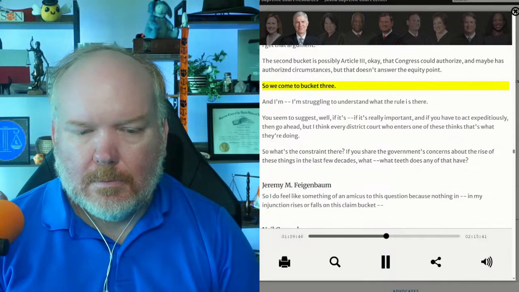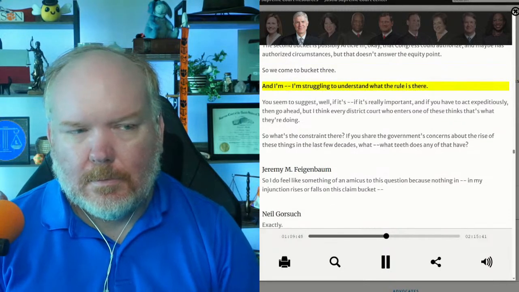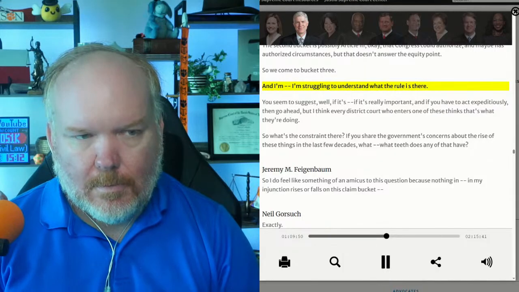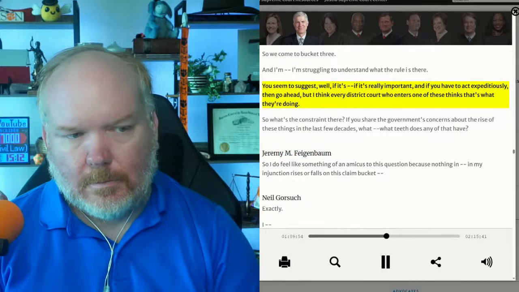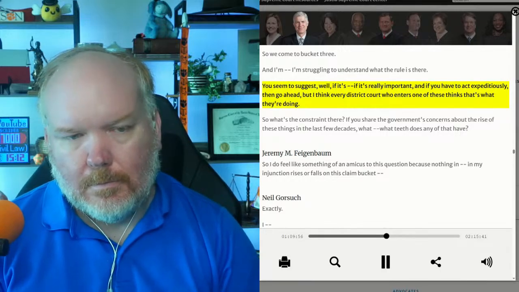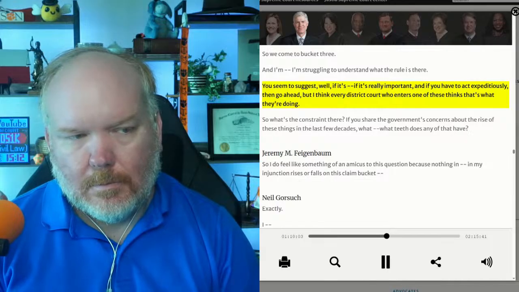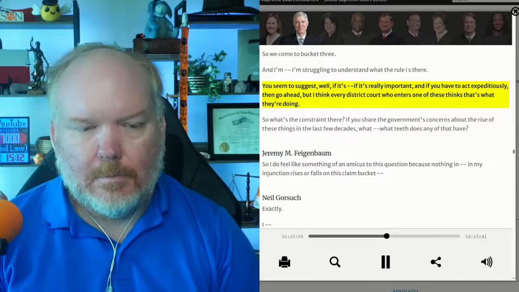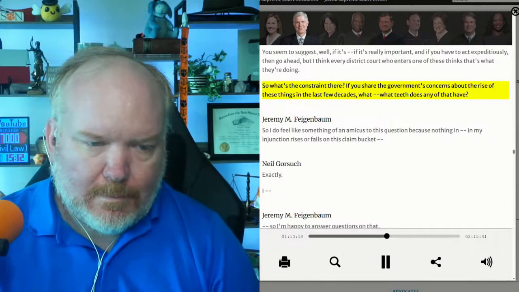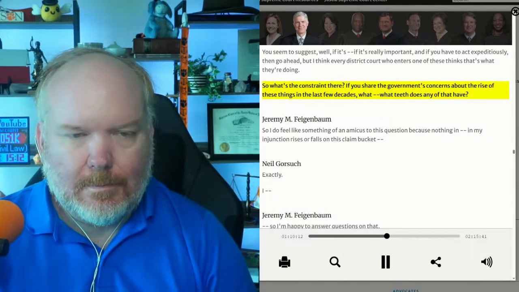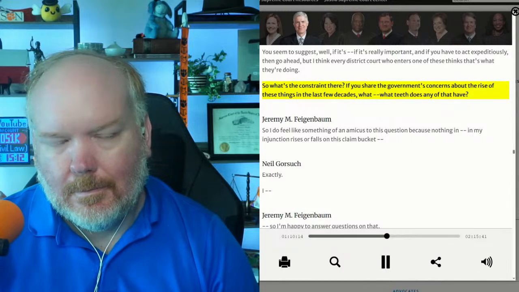So we come to bucket 3. And I'm struggling to understand what the rule is there. You seem to suggest, well, if it's really important and if you have to act expeditiously, then go ahead. But I think every district court who enters one of these thinks that's what they're doing. So what's the constraint there? If you share the government's concerns about the rise of these things in the last few decades, what teeth does any of that have?